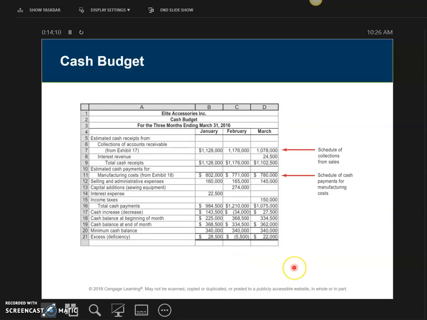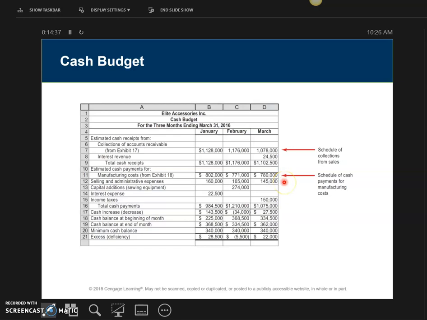However, you cannot do the actual cash budget unless you know how much money you're getting and how much you're spending. So this first row here is for January, February, March. This tells me the money coming in, plus here I have the other revenue coming in. So this will be all the revenue coming in for each of the months. Here's the schedule of manufacturing costs.